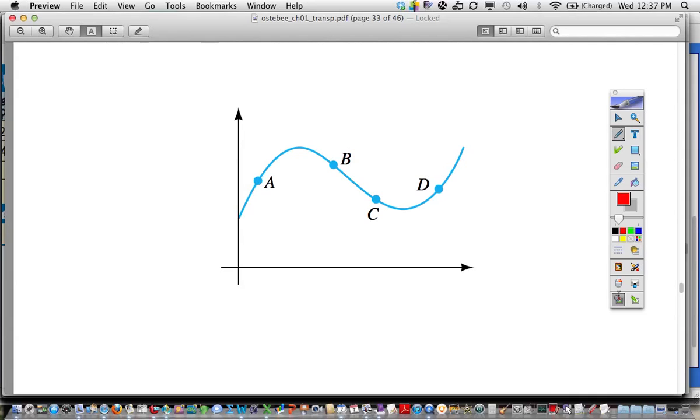Concavity changes. Now you don't have to be specific. It could be vice versa. You could say a good answer would be between B and C, because somewhere between B and C, the f graph changes from concave down to concave up. It's also good enough to say the f graph changes concavity. That's okay to say. All right, so there's an inflection point in there.